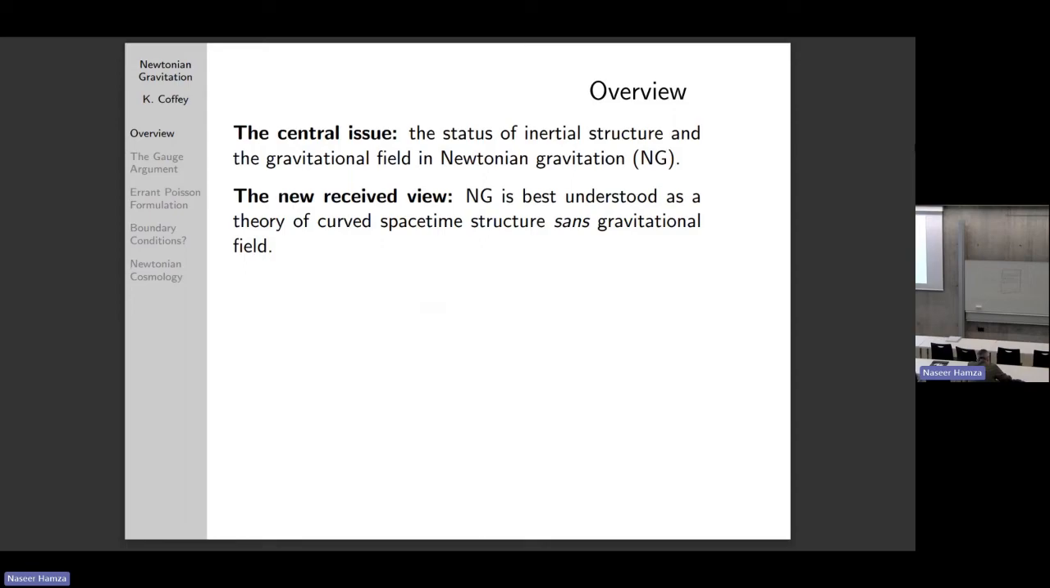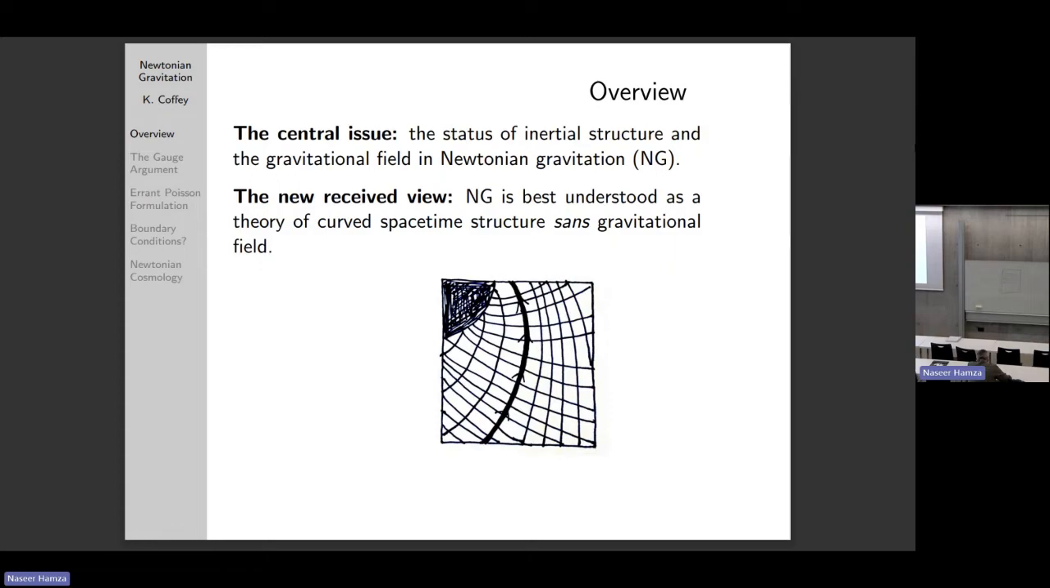The new received view is the idea that Newtonian gravitation is best understood as a theory of curved space-time without any gravitational field. And so here's another picture where the idea is that the inertial structure has been bent, or curved, and there's no gravitational field in the diagram. And the idea is that the presence of matter curves the geometry of space-time such that objects are following the straightest trajectories, or geodesics, within that space-time, and they follow the same trajectories as they would have on the old view, except now there's no gravitational field deflecting.